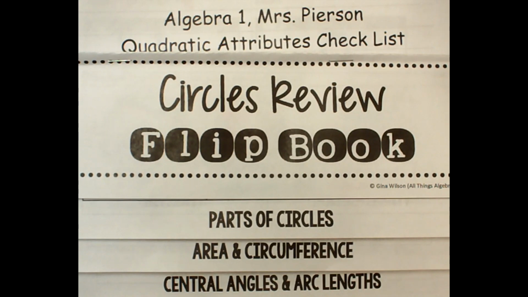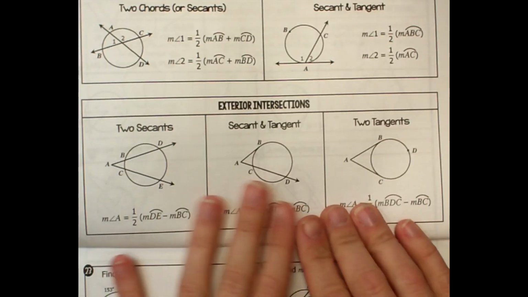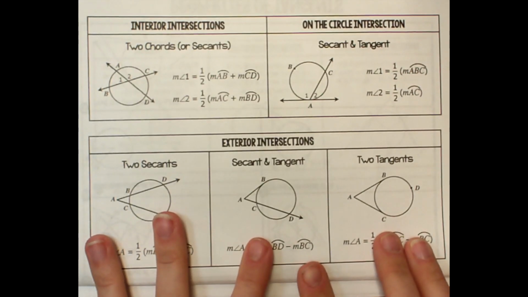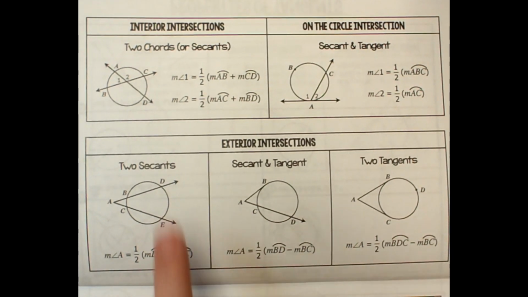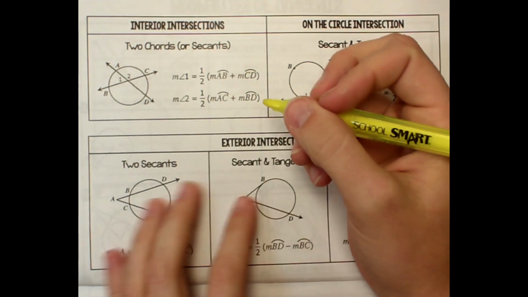So we're going to turn to angle measures, the intersecting chords, secants, and tangents. This is the last video of looking at different angle types in a circle. So when looking, there's the different types of intersections. It just depends what they give you. So if you look at the first one, it says when there's two chords or secants.